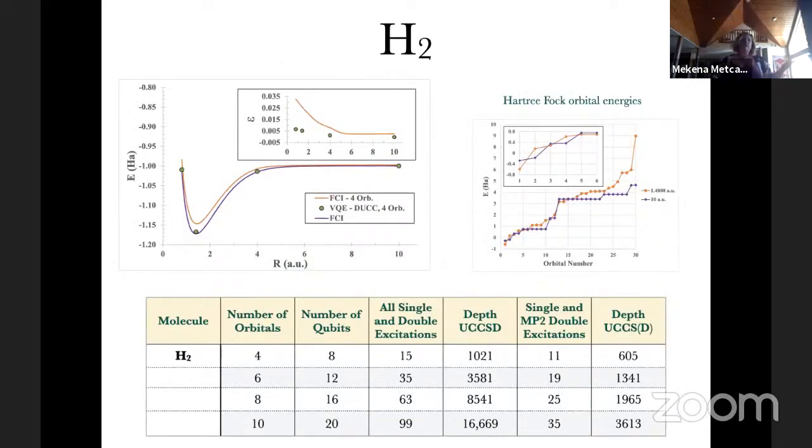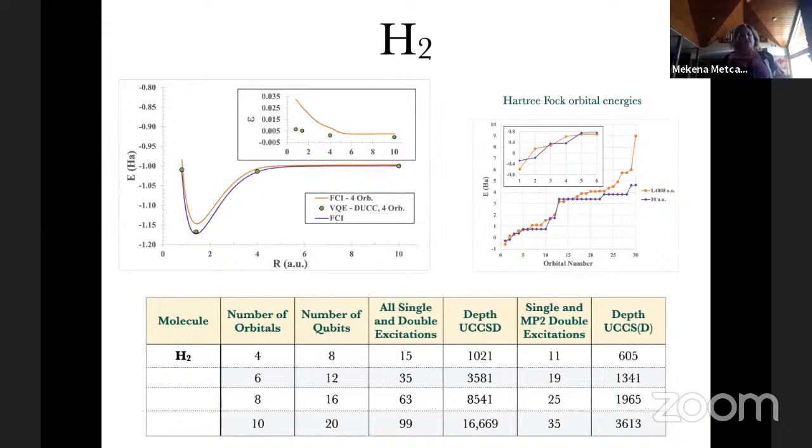So let's start with the most obvious molecule to start with, which is H2. And so we have three different curves here. We have the orange curve, which is the full CI calculation of the H2 molecule with 4 spatial orbitals, no DUCC. The purple curve is the genuine full CI curve of H2 in the correlation consistent basis. And we can see the green dots are the VQE DUCC method in the 4 orbital active space.